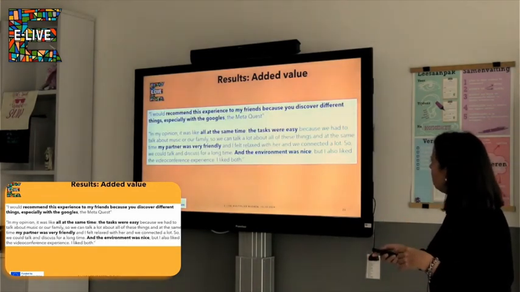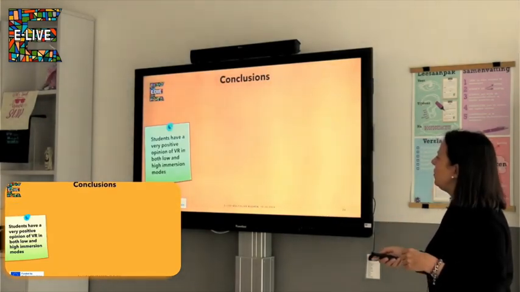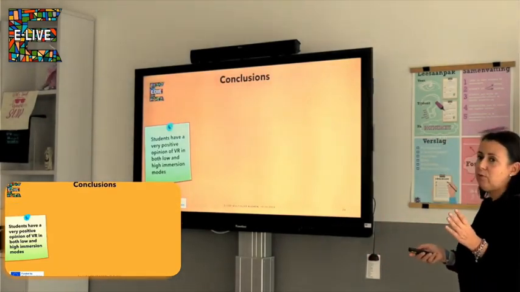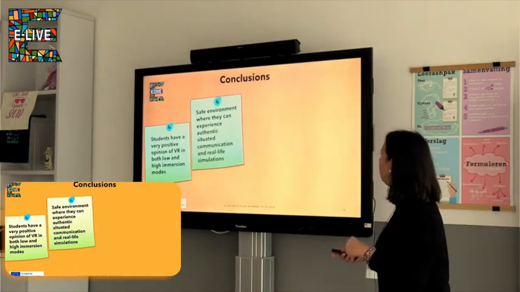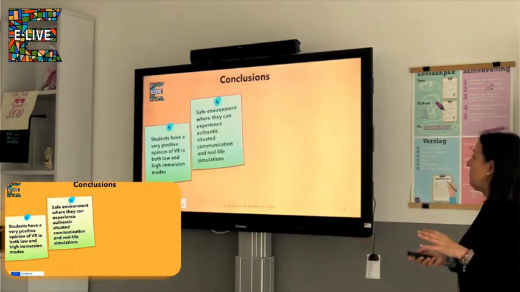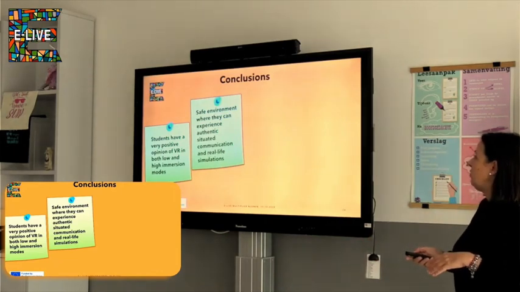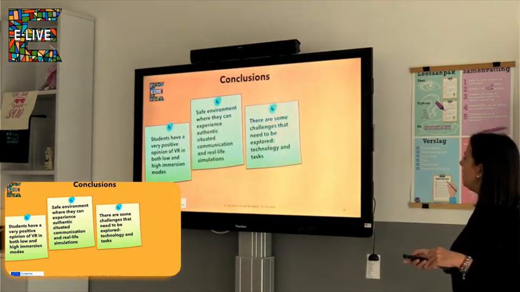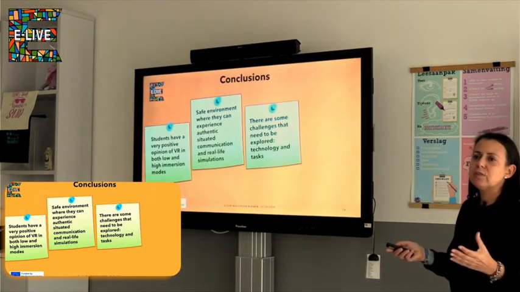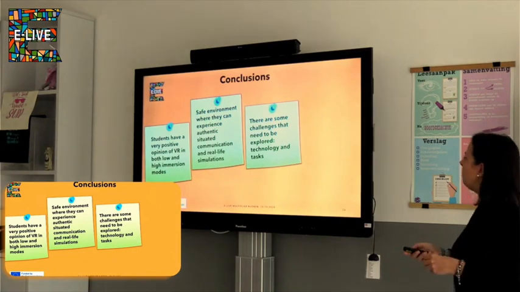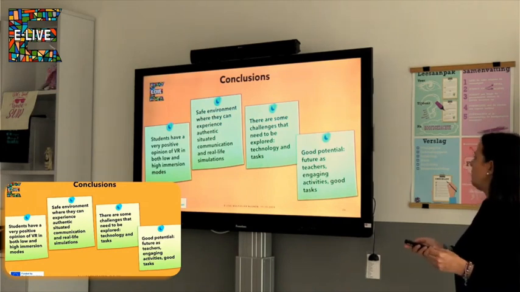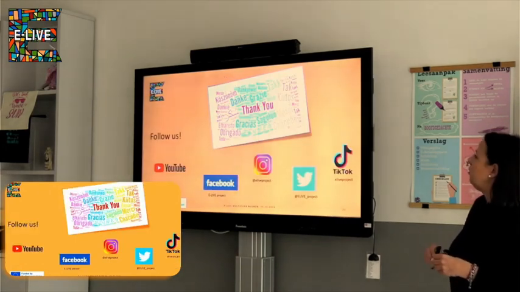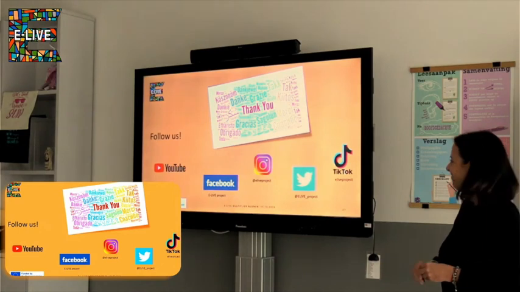Future as a teacher, etc. And just in conclusion, students have a very positive opinion of virtual reality in general, in both low and high immersion. It is a safe environment where they can experience authentic situated communication and real-life simulations. There are some challenges, of course. This is work in progress. But these are already being explored, and we believe that it's got a very good potential. And that would be all on our part. Thank you very much.